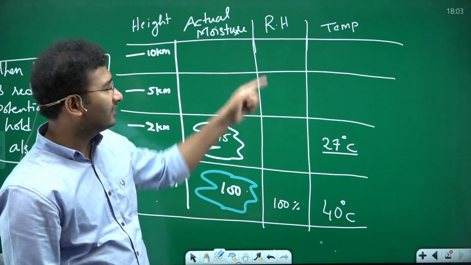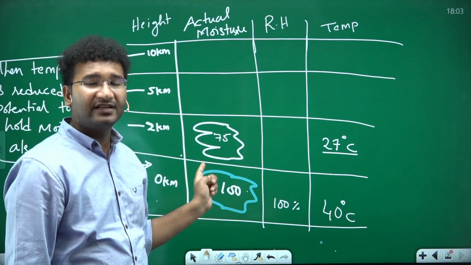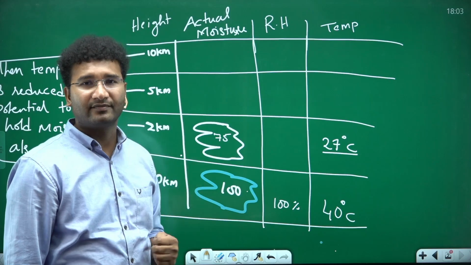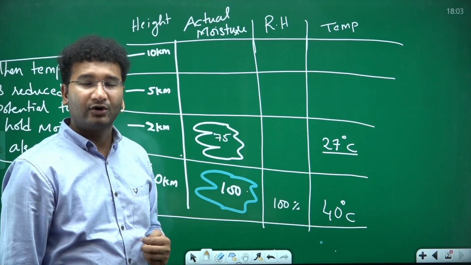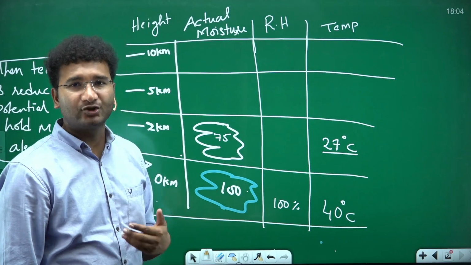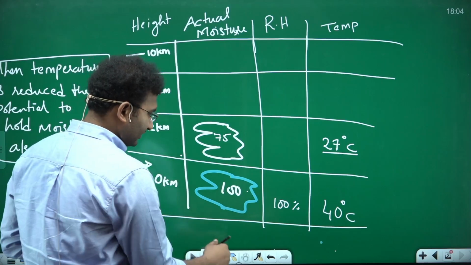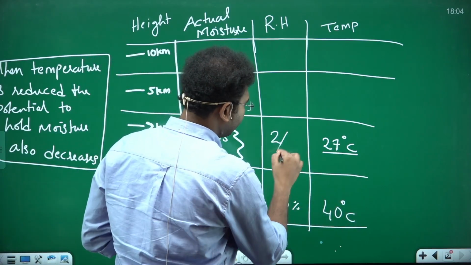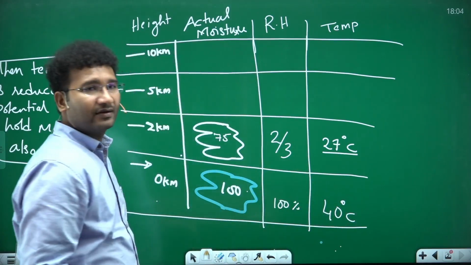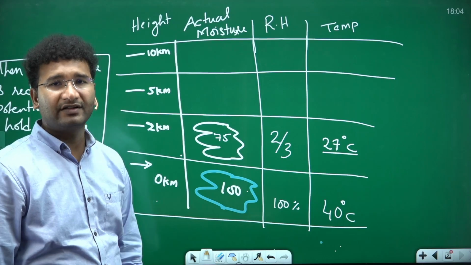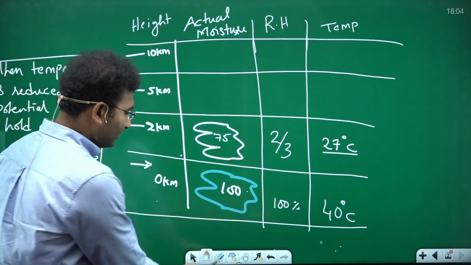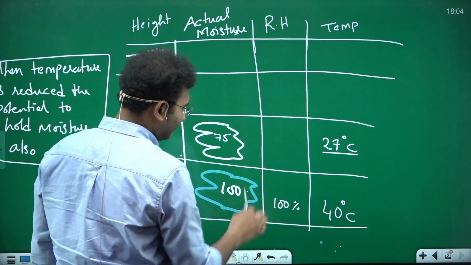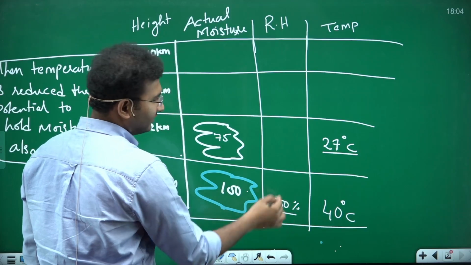Now what is the relative humidity? 75 is how much of 100? It is 2/3. Right? 75 is 2/3 of 100. Now the relative humidity will be, instead of 100%, it is going to be reduced.